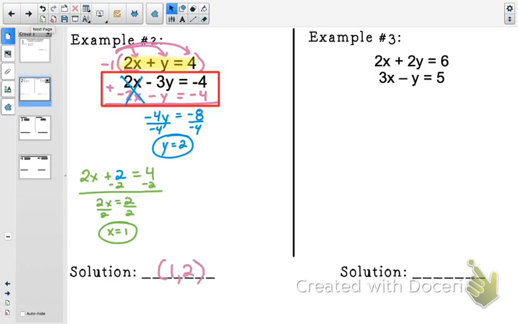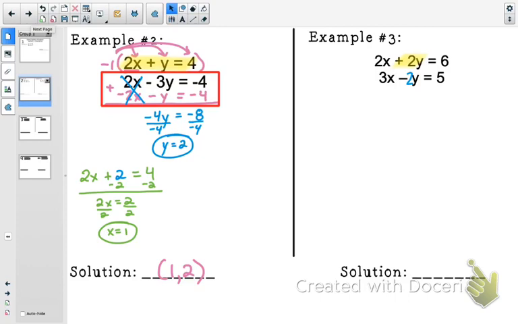All right, let's look at our third example. So the first example we could add right away. The second example, we just needed one of them to be negative. But if we look at this one, we've got a 2 and a 3, and we've got a 2 and a negative 1. So we can't add right away because nothing's going to cancel out. But I do see that I have a positive 2 and a negative 1, and if I could get that negative 1 to be a negative 2y, then they would cancel out.